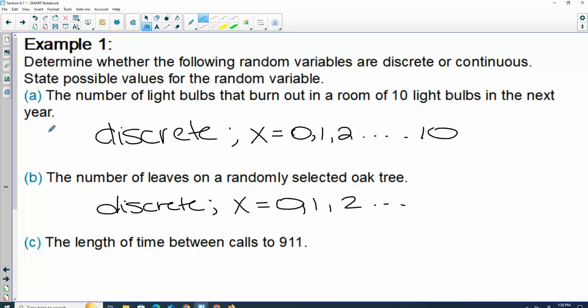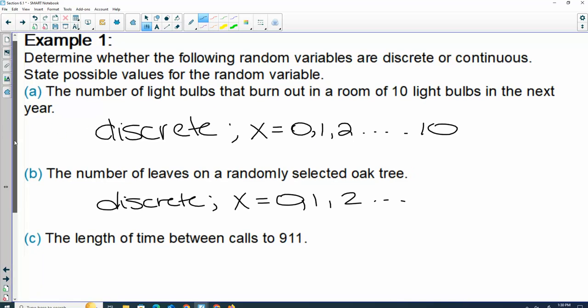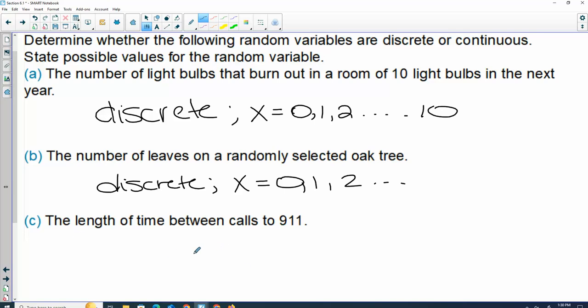All right. The length of time between calls to 911. Could that be a decimal? Yes. Anything like a time frame, weights, those things that allow for decimal values, those are continuous.